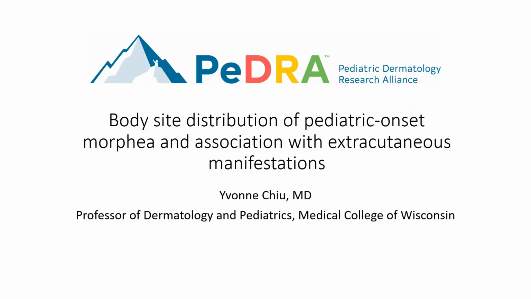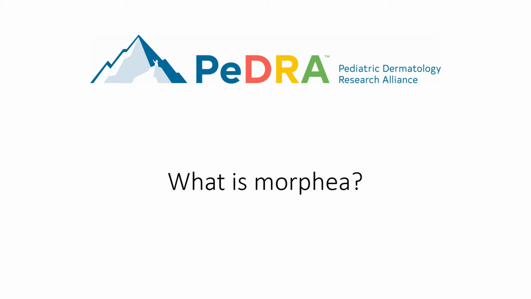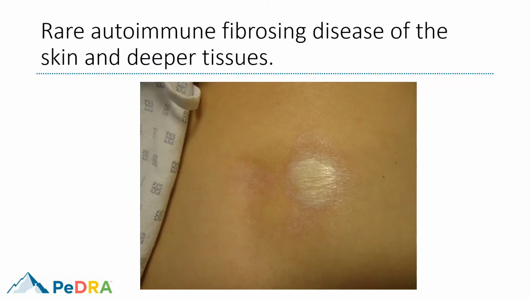Hello, my name is Yvonne Chiu, and today I will be discussing my article, Body Site Distribution of Pediatric-Onset Morphea and Association with Extracutaneous Manifestations. So let's start with what is morphea. Morphea is a rare autoimmune fibrosing disease of the skin and the deeper tissues. It characteristically causes some hardened areas of the skin, as well as some areas of redness and inflammation.